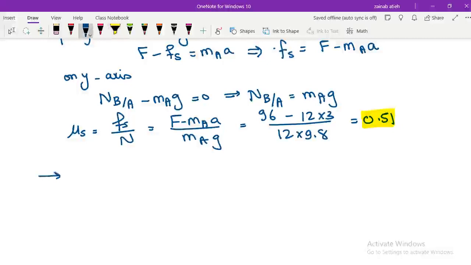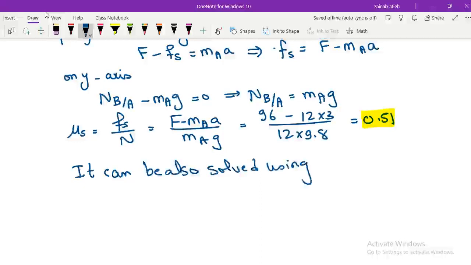So, it can also be solved using system B. Okay, so let's study system B. This is system B, the one that was standing on the ground. Okay, this is system B.